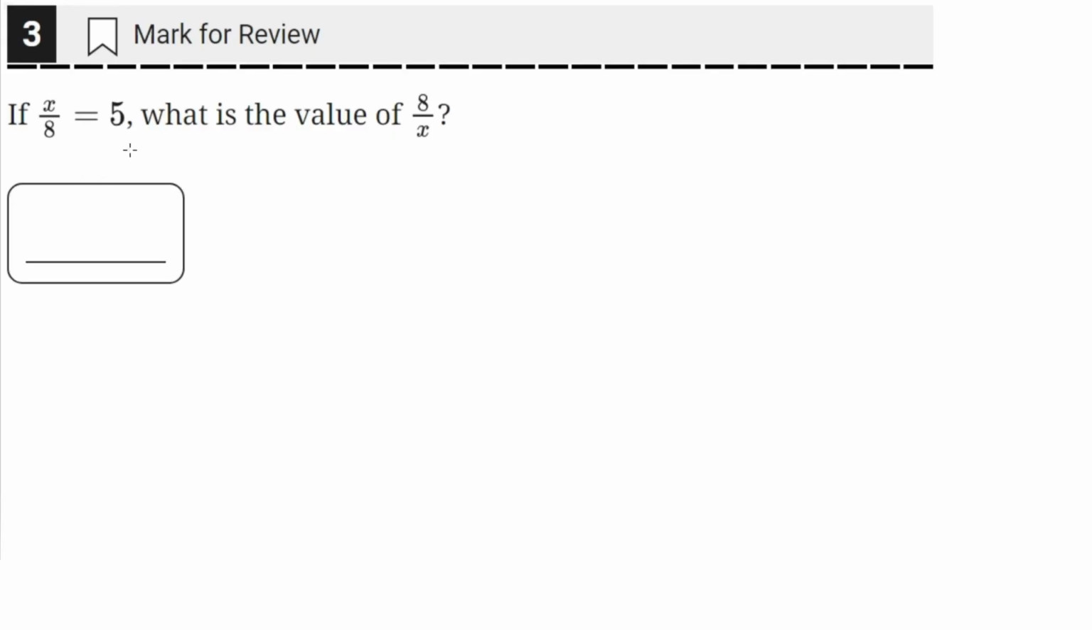If x over 8 equals 5, what is the value of 8 over x? So we have this equation, x over 8 equals 5, and we want to manipulate one side so that it looks like 8 over x, and so then we'll know what it equals on the other side. So let's manipulate this to look like 8 over x. We can multiply both sides by 8.